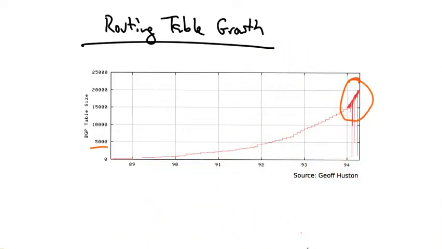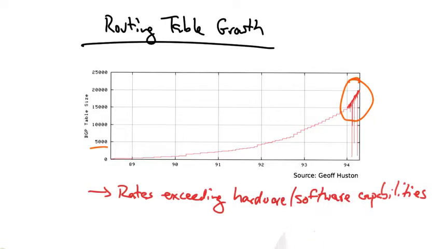But we can see in this period that Internet routing table growth began to accelerate. In particular, the growth rates were exceeding the advances in hardware and software capabilities, and in particular, we began to run out of the Class C address allocation.